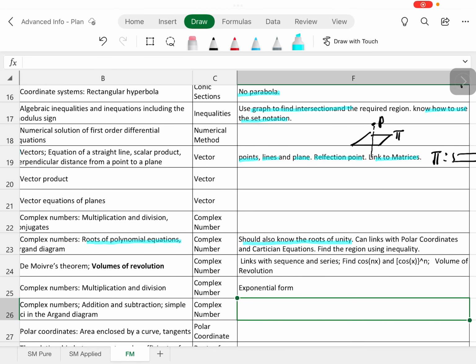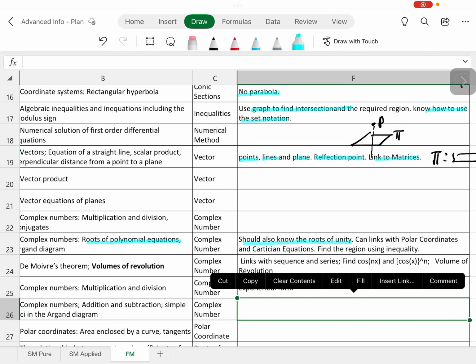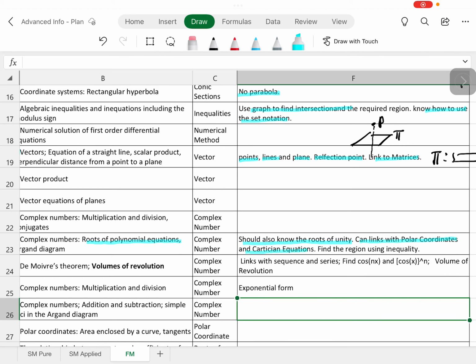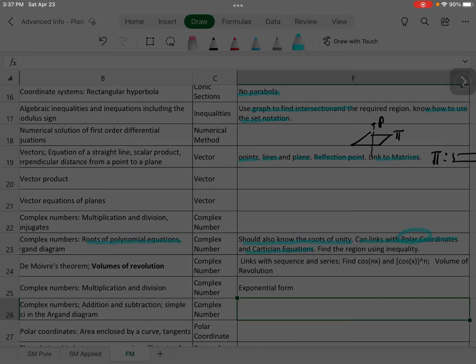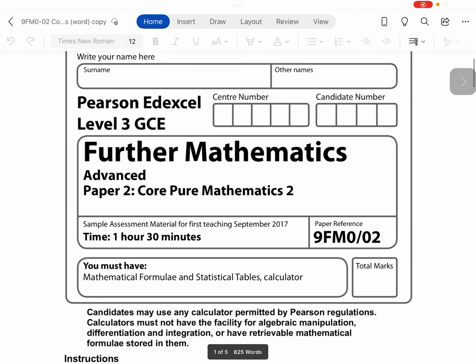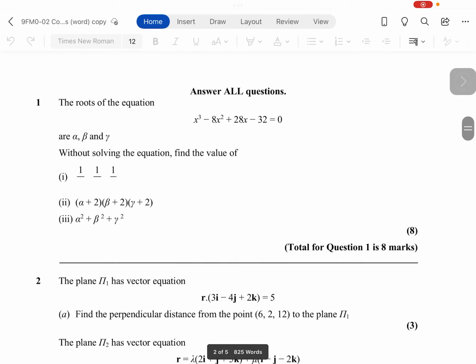Can you link with polar coordinates and Cartesian equations? So I give you the complex number for the Argand diagram, right? I can write it as a complex number. I can also ask you to write the Cartesian equation, for example, a circle. And it can also link with polar coordinates. It's very rare, but it could happen. So I'm going to show you a question for this. One is from a sample paper, CP1 paper 2. So there's a question.